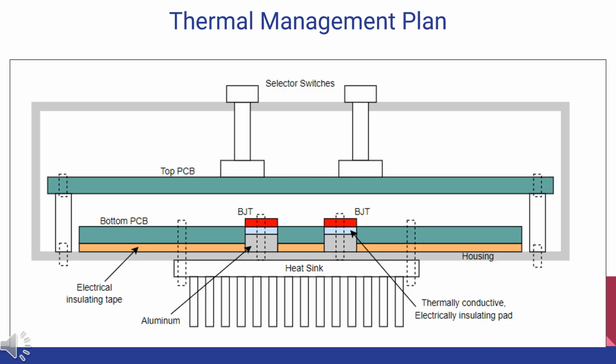This is a simple schematic of the thermal management plan. The integrator is placed in a full enclosure for shielding purposes, so 26 watts of heat are dissipated from the BJTs to the thermal pad, to the aluminum block and housing, to the heat sink, and finally to the environment, using the conduction path as shown in the diagram.